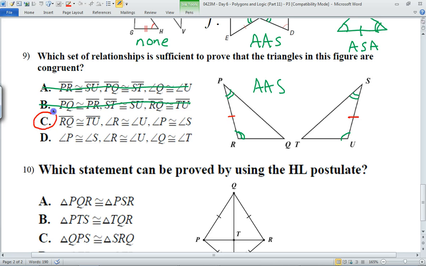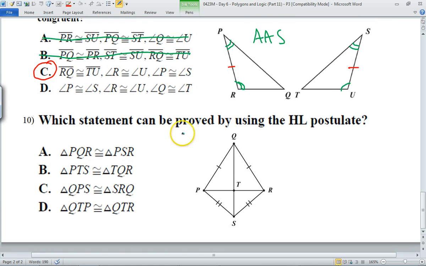Anyway, the correct answer is C. But like, doesn't D work out to you? Yeah, D, I'm seeing, just even at a glance, I'm seeing angle, angle. That one's no good. Okay? And look at number 10.